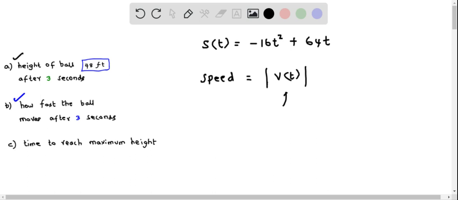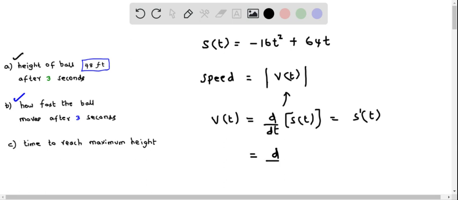So first, we have to determine the velocity function. The velocity function is the derivative of the height function. So we can write this as d by dt of the height function s of t, or otherwise we can notate this as s prime of t. So first let's find this velocity function. So this equals d by dt, that is the derivative of the height function with respect to time. So now I'm going to replace s of t with negative 16t squared plus 64t.